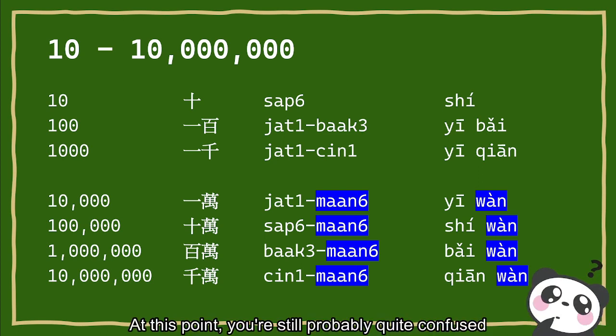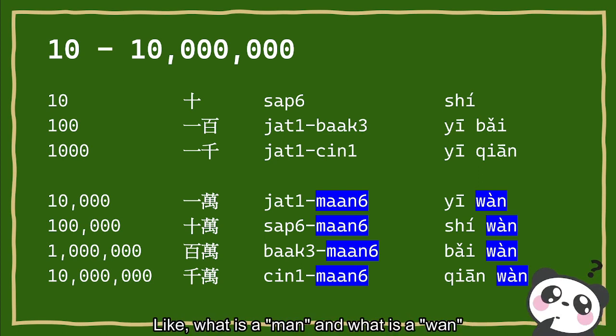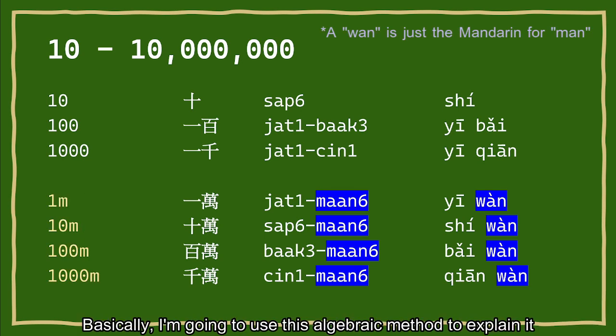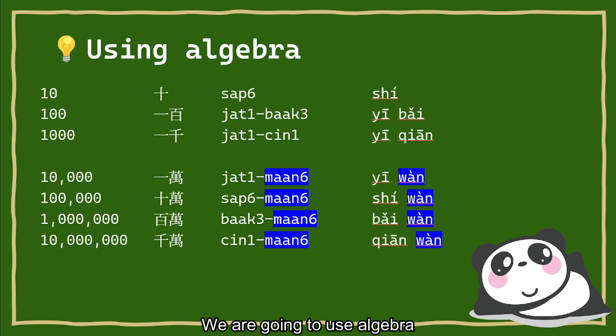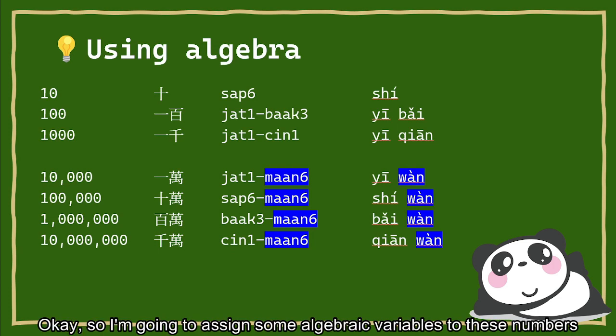At this point, you're still probably quite confused. Like, what is a man? So basically, I'm going to use an algebraic method to explain it. Don't stress. Algebra and maths is not everyone's forte. It definitely isn't my forte. But it really helps explain the concept, okay? So we are going to use algebra. Think of man as a common variable. Okay, so I'm going to assign some algebraic variables to these numbers.